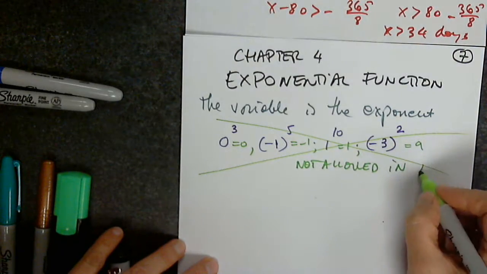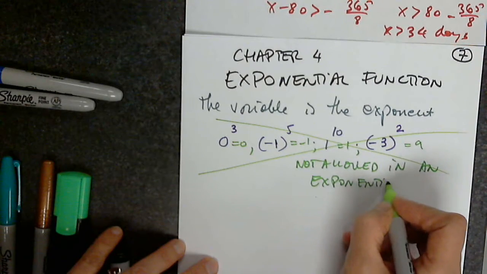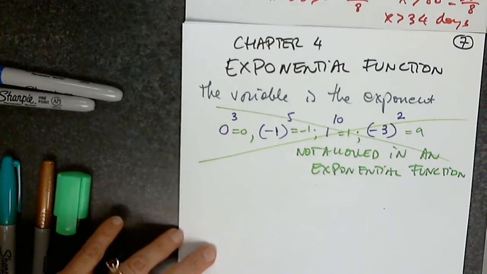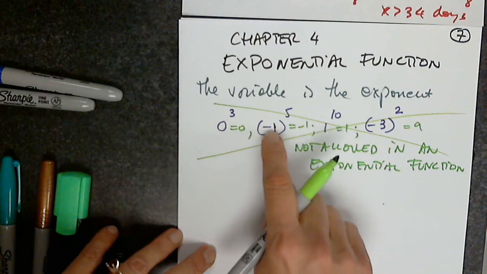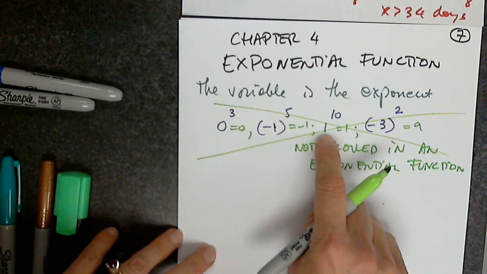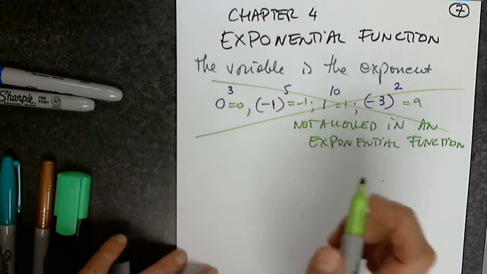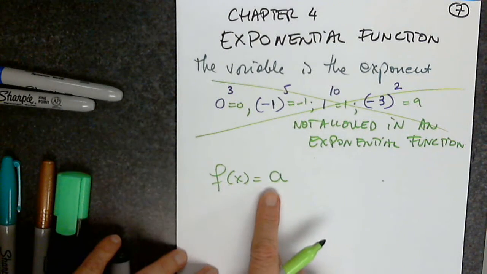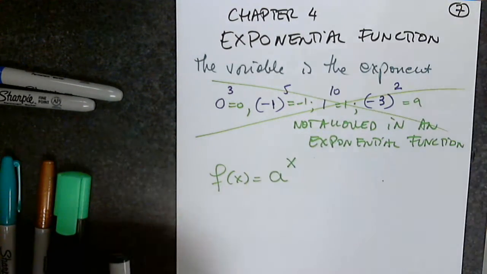However, these are not allowed in an exponential function. I cannot have a base of 0, a base of a negative number, a base of 1. So the exponential function looks like this: a base that is not the variable, it's a number, a lowercase a, raised to x.